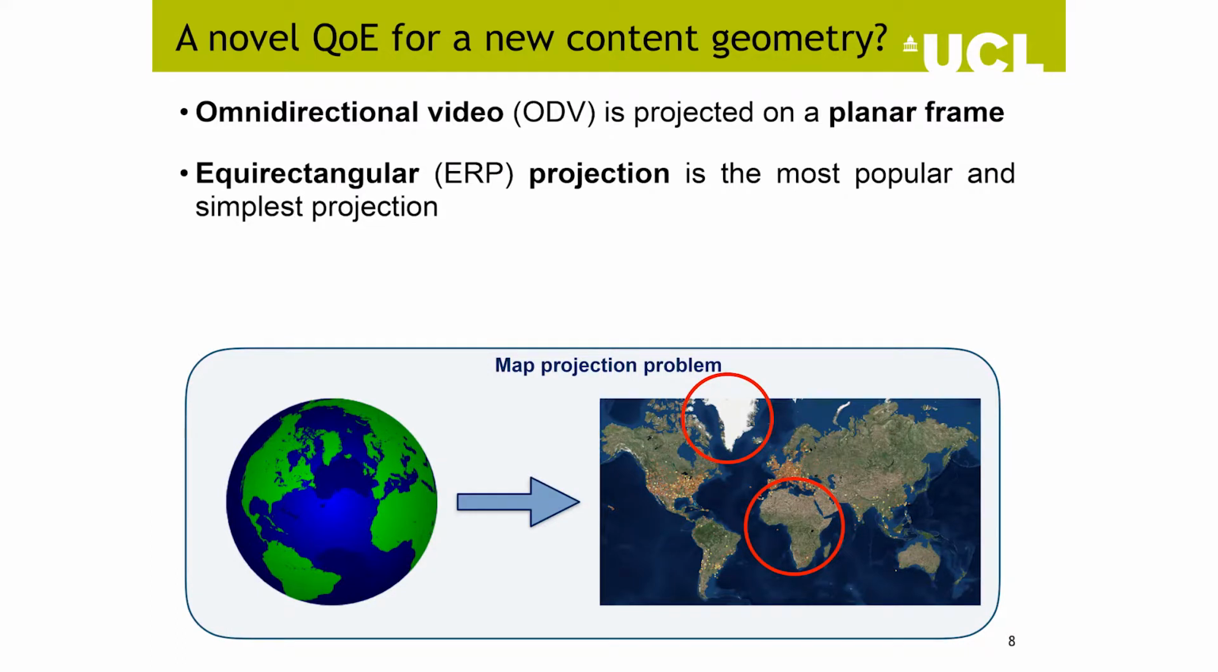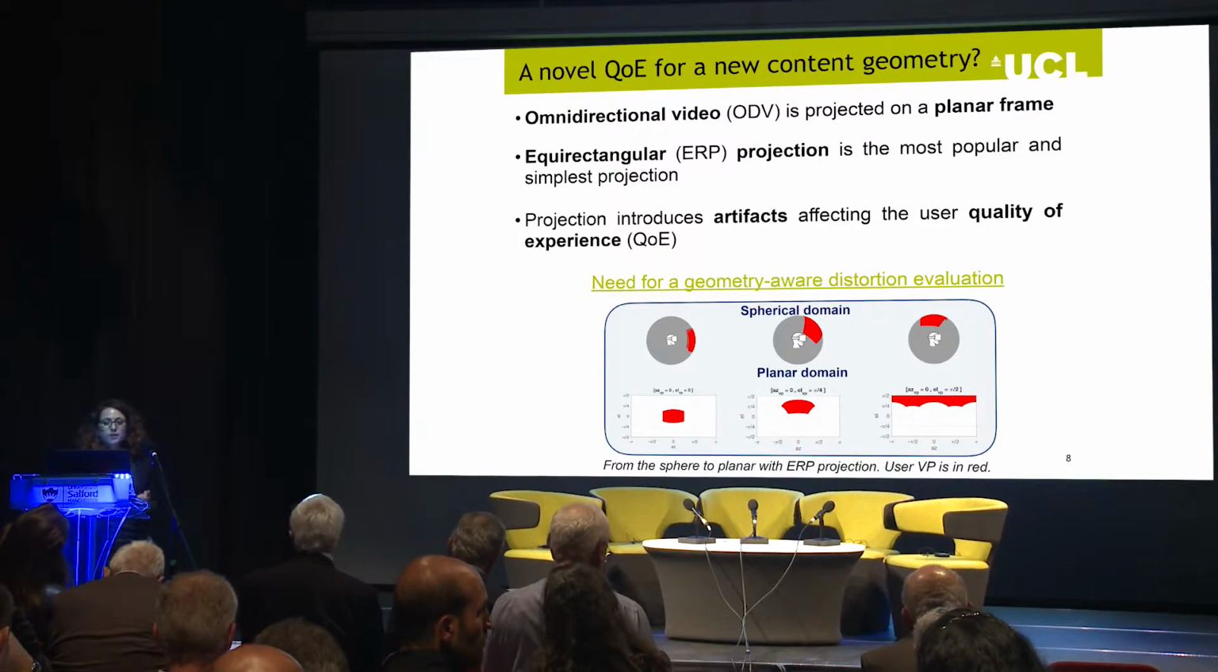And this happens because the pole area on the sphere is smaller than the equatorial area, but has to be projected on the plane in regular blocks. So it means that it has to be stretched. So some artifacts are introduced in the image that we display at the pole area. And this happens also for the viewport projection. So when we need to evaluate the final quality at the user side, we need to figure out a new geometry-aware distortion metric. In the literature, we can already find some solutions.